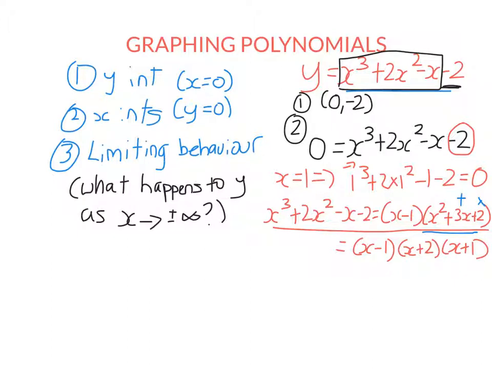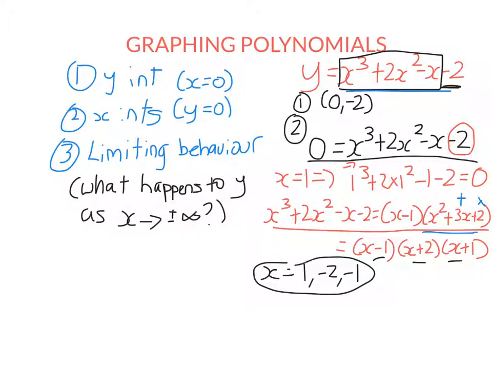Remember, the reason that I did this is it makes solving it so much simpler. The solutions to this equation are just the negatives of each of these constants. So the solutions are 1, negative 2, and negative 1. These will be the three x-intercepts of my graph here. For any cubic, it can have up to 3 x-intercepts. It can't have any more. So I'm done with step 2, I found the x-intercepts.